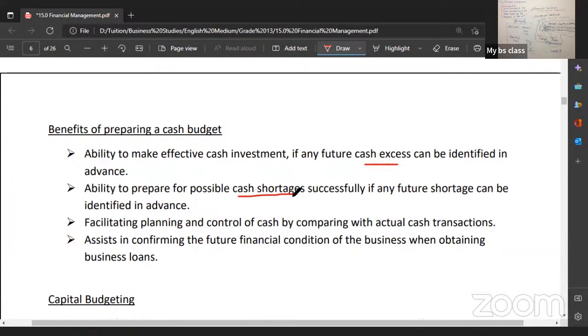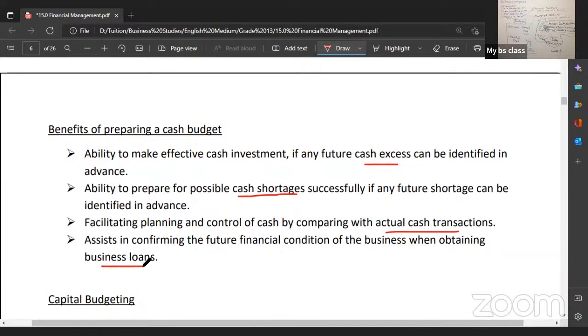That is, if there is an excess or a surplus, what do you do with the surplus? Because nothing will be added if you just keep your surplus, right? Keeping the surplus in a drawer does nothing. You need to invest it, right? And also the shortage, how do you solve that? And facilitating, planning and controlling of cash by comparing with actual cash transactions assists in confirming the future financial condition of the business when obtaining a business loan.